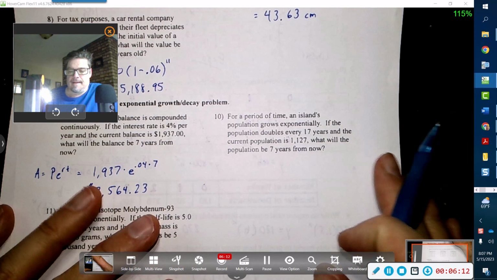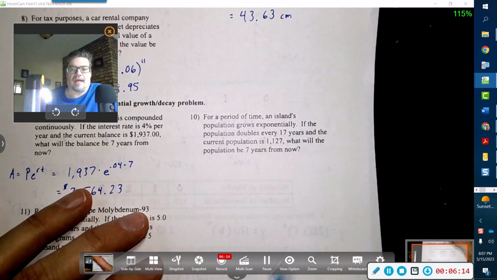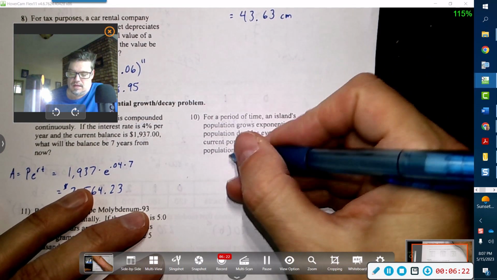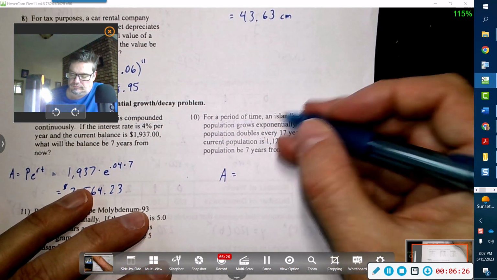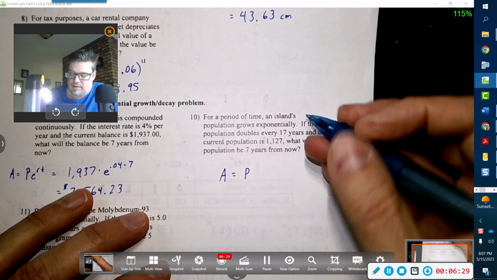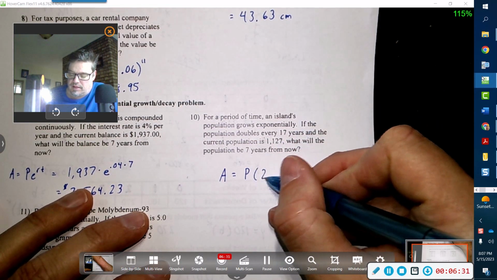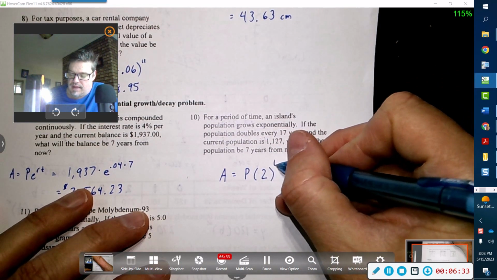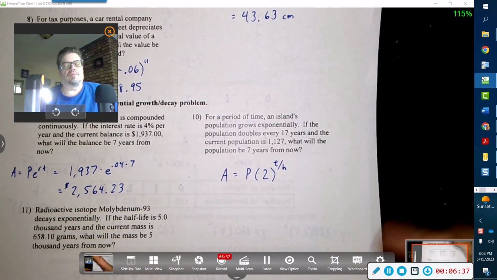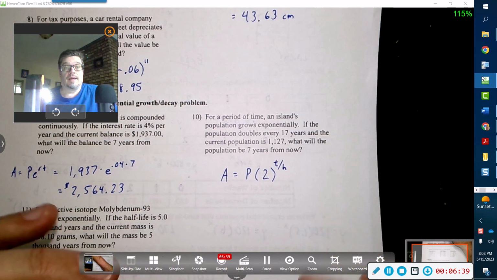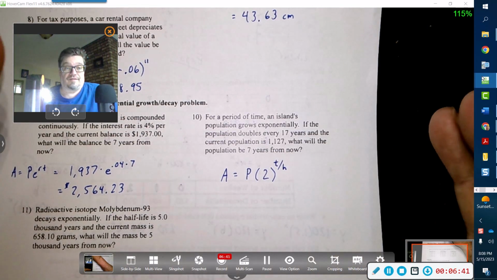Okay, now how do we handle this every 17 years it doubles? All right, well, this is basically kind of a doubling, tripling, or a half-life problem. And so this guy looks like our initial amount, but then we have the doubling, okay, and then we have t divided by the h. Now the h is what we call the half-life. In this case, it's the doubling life.